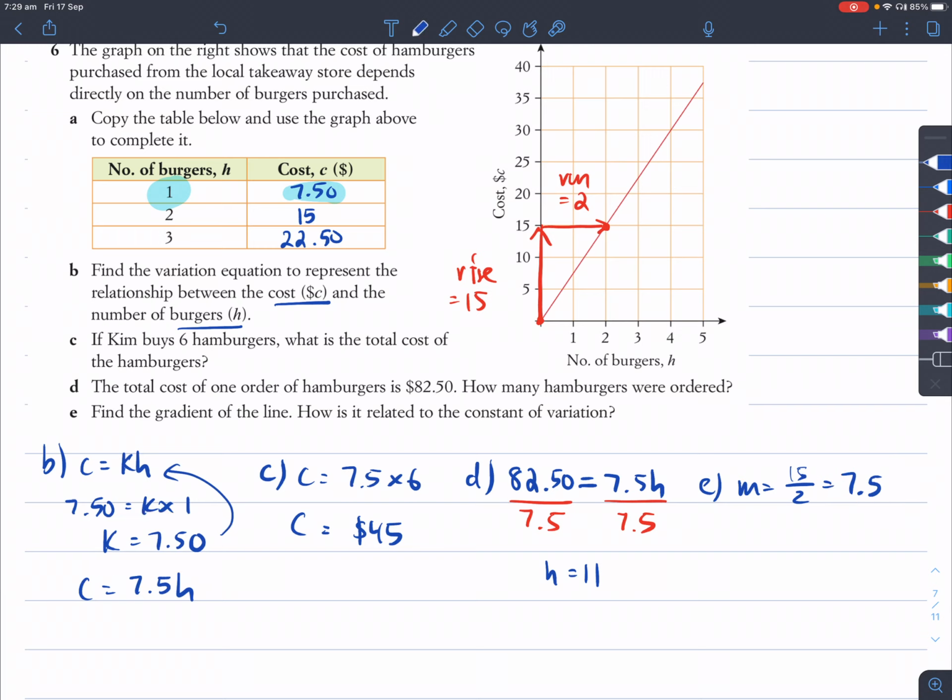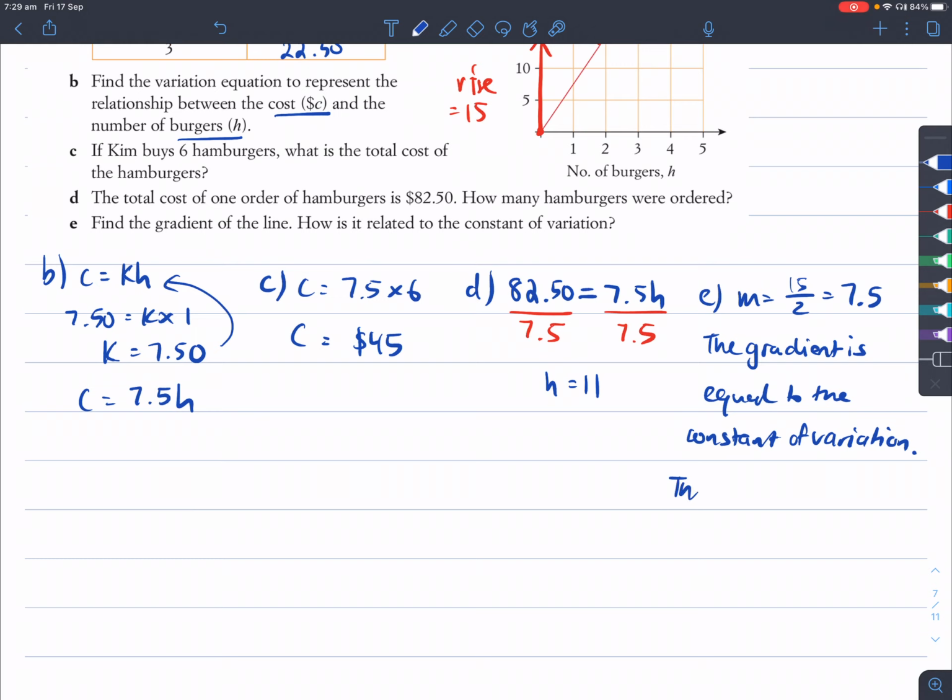This is exactly the same thing as our value of K, which is the constant variation. Okay, so we can say here that the gradient is equal to the constant of variation. And not only that, what does 7.5 represent? This would represent the cost of each hamburger. So per hamburger, it will cost $7.50, basically.